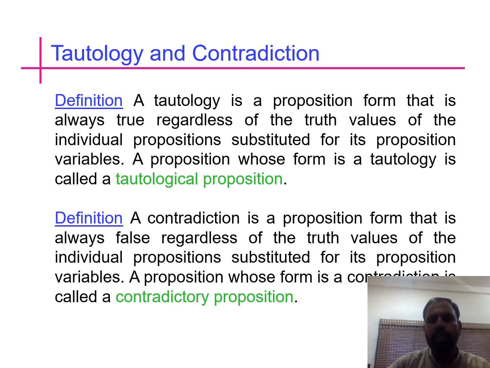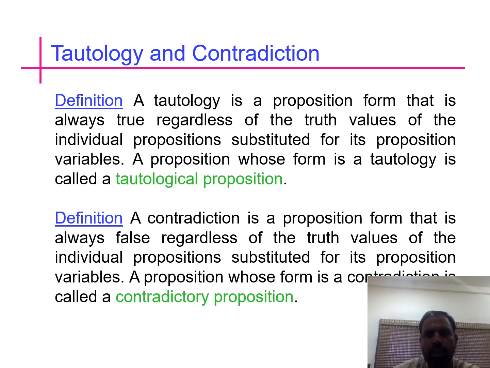Now, tautology and contradictions. We have already discussed the definition of tautology, but not in brief. A tautology is a proposition form that is always true regardless of the truth values of the individual propositions substituted for its proposition variables. A proposition whose form is a tautology is called a tautological proposition.